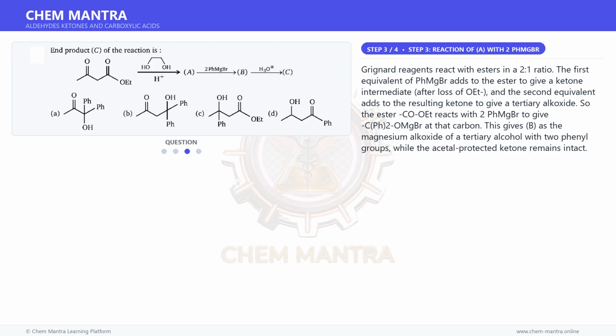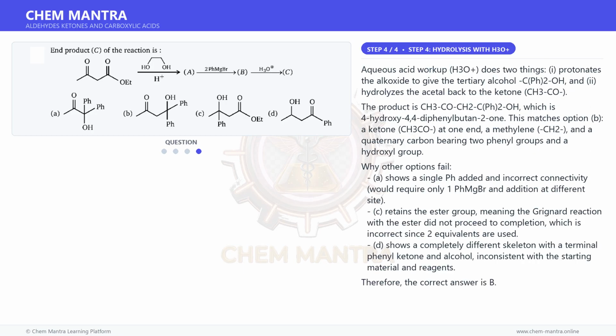This gives B as the magnesium alkoxide of a tertiary alcohol with 2 phenyl groups, while the acetal-protected ketone remains intact. And for the final step, aqueous acid workup, H3O+, does two things. One, it protonates the alkoxide to give the tertiary alcohol C-Ph2-OH, and two, it hydrolyzes the acetal back to the ketone CH3-CO.